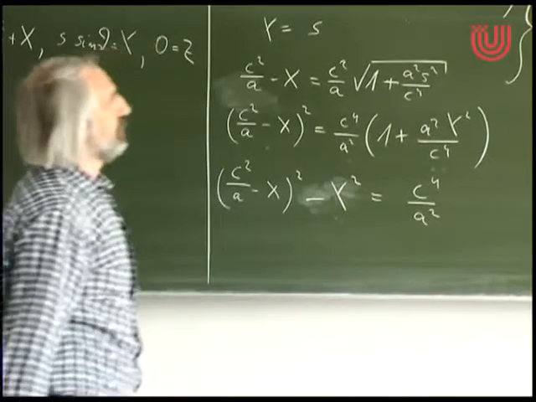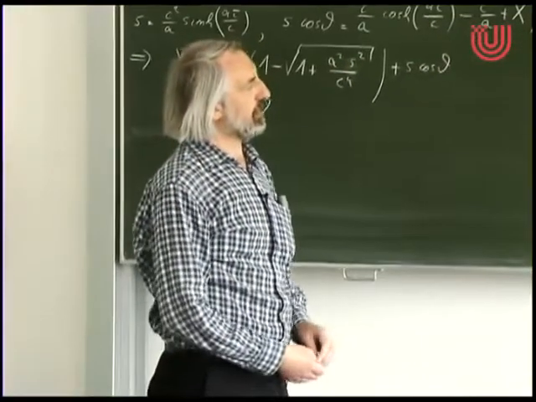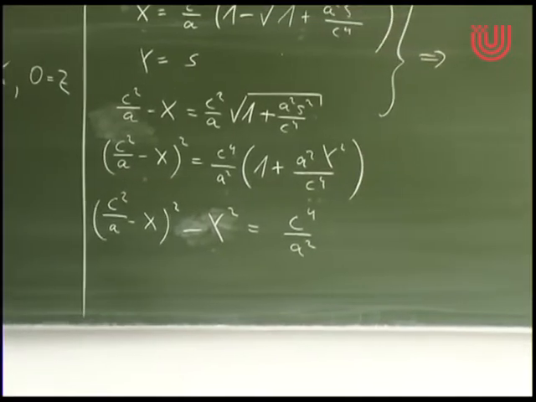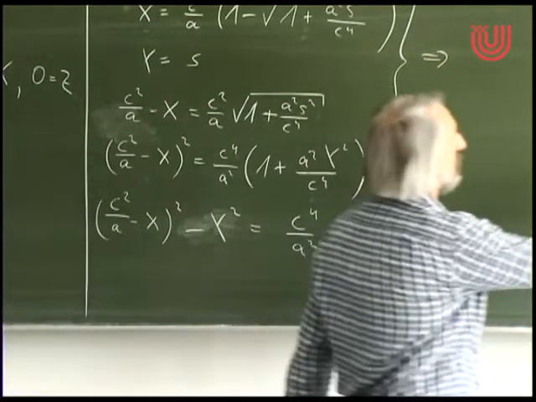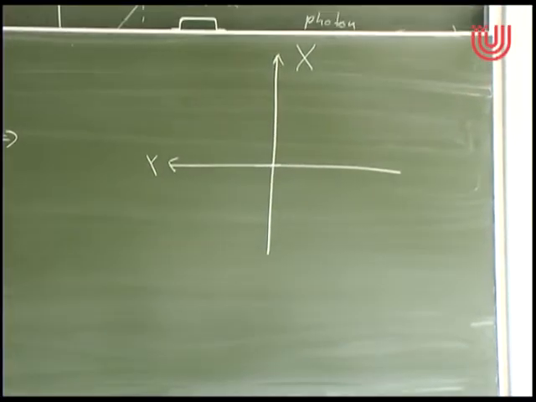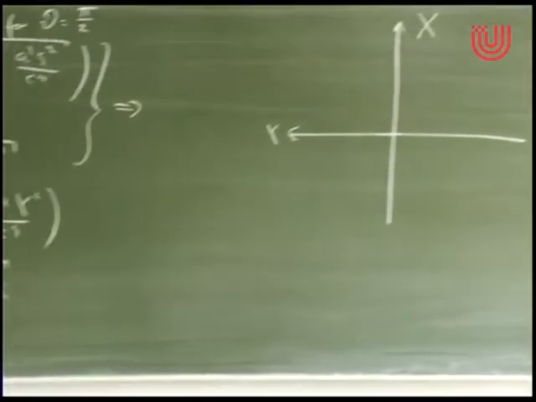What is this? You see this? So it goes through this point with a horizontal tangent. That's what we assumed from the beginning, because we chose the theta in this way.